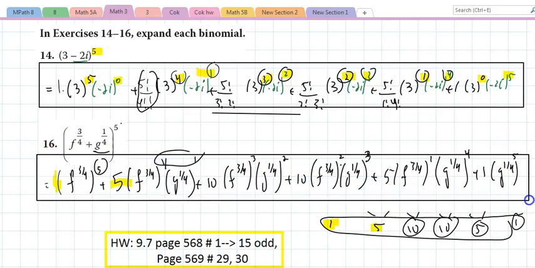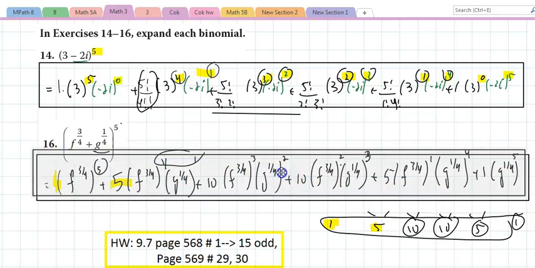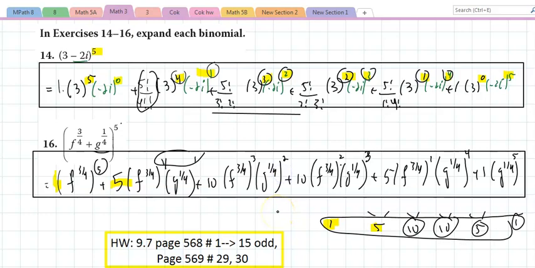So you could do the rest, but that's an extra practice in case you need it. And there's the homework.